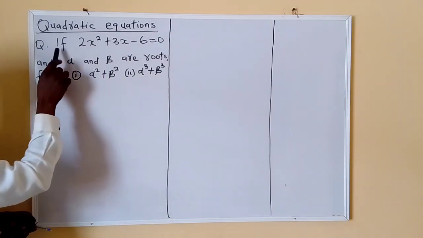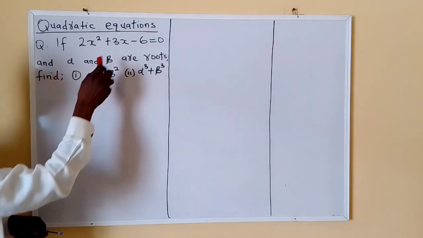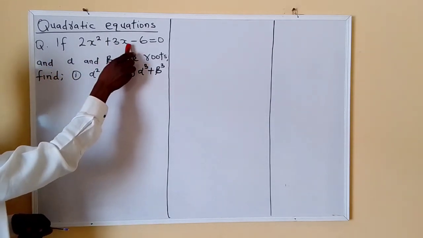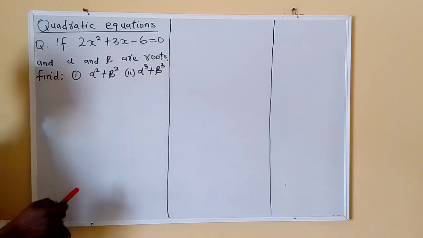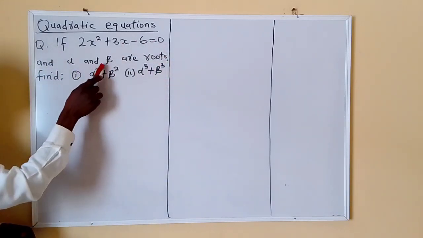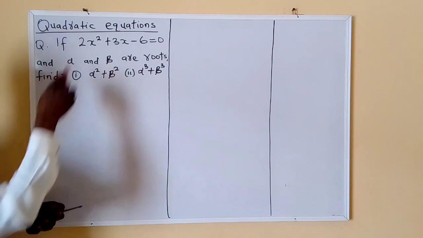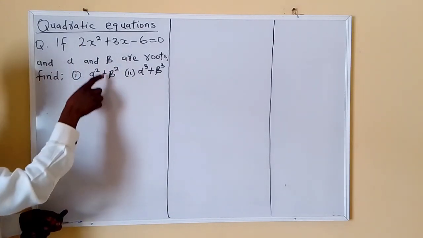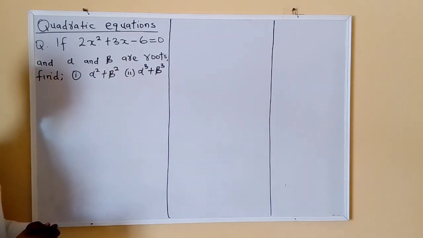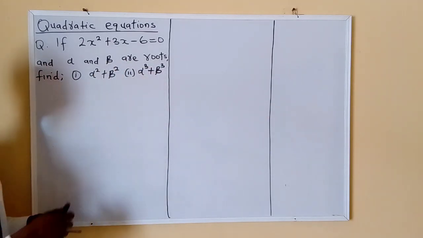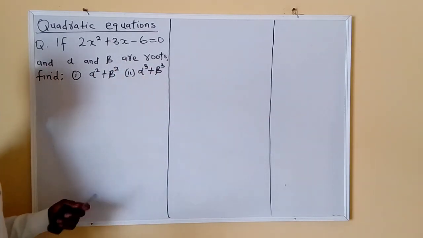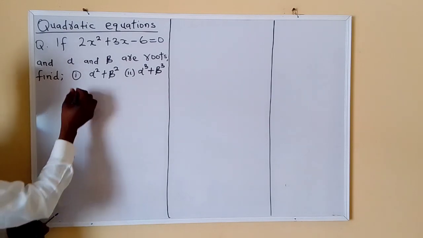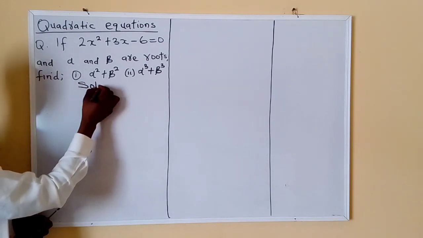The question says if 2x squared plus 3x minus 6 is equal to 0 and alpha and beta are roots of this equation, find alpha squared plus beta squared, and then secondly find alpha cube plus beta cube. It's a simple work. The first thing is to write out our given equation.